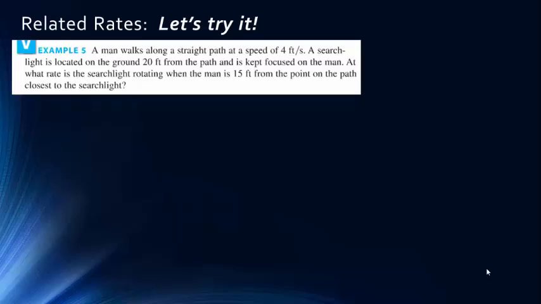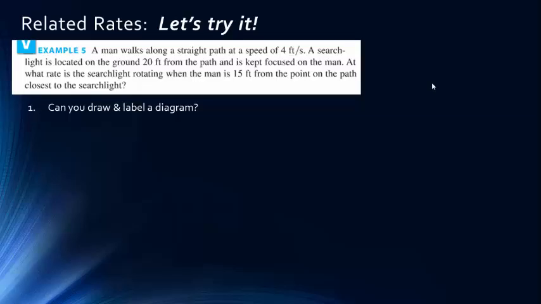So, again, we've got a lot of stuff in here. When I read that as a story from beginning to end, it becomes quite confusing. But I can draw this pretty simply. First I have a straight line, so a man walking on a straight line. Next I have a searchlight located on the ground 20 feet from the path. So I've got my straight line, which is my path. Somewhere out here, 20 feet directly from there, perpendicular to there, I'm going to have the searchlight, and it's going to rotate focused on the man.